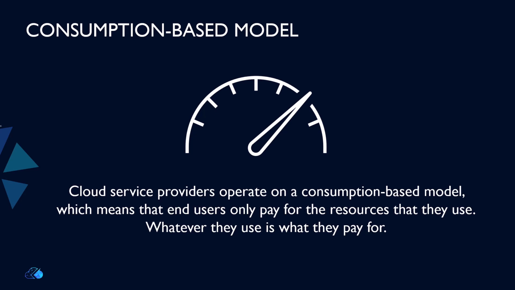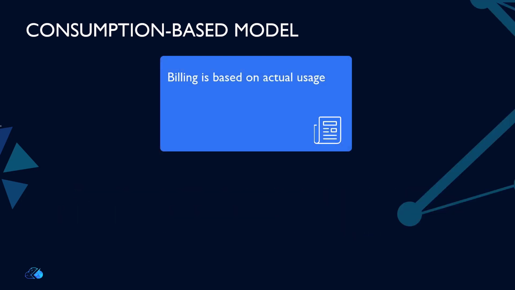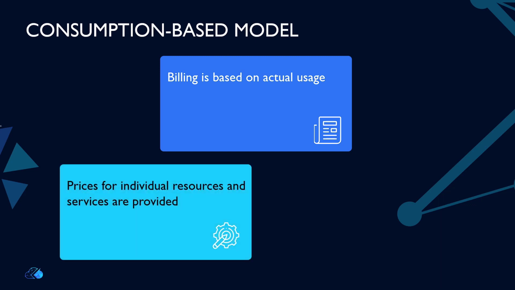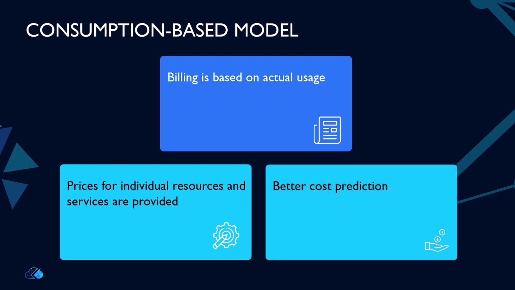Cloud service providers operate on a consumption-based model. So Microsoft Azure operates on this model, which means that end users only pay for the resources that they use. Whatever they use is what they pay for. Billing is based on actual usage, so we're metering the services they use and charging the customer for those. Prices for individual resources and services are provided. They're available in a public pricing calculator, and you have better cost prediction with this consumption-based model as a whole.